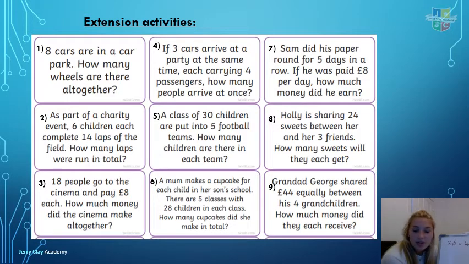So if you've had a go at doing all those questions now, there are some extension activities for you to have a go at doing here. They are all word problems, so you'll need to pull out the key words, things like altogether, change, leftover, difference, finding all the key words to have a go at doing questions 1 to 9. And once you've had a go at doing those, if you press play, we'll have a look to see if you've got them all correct.